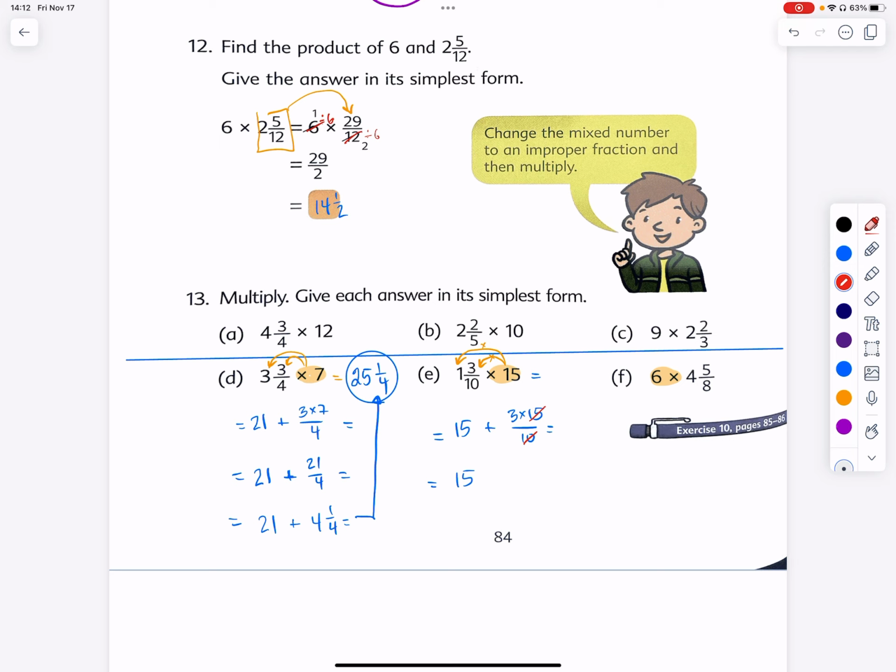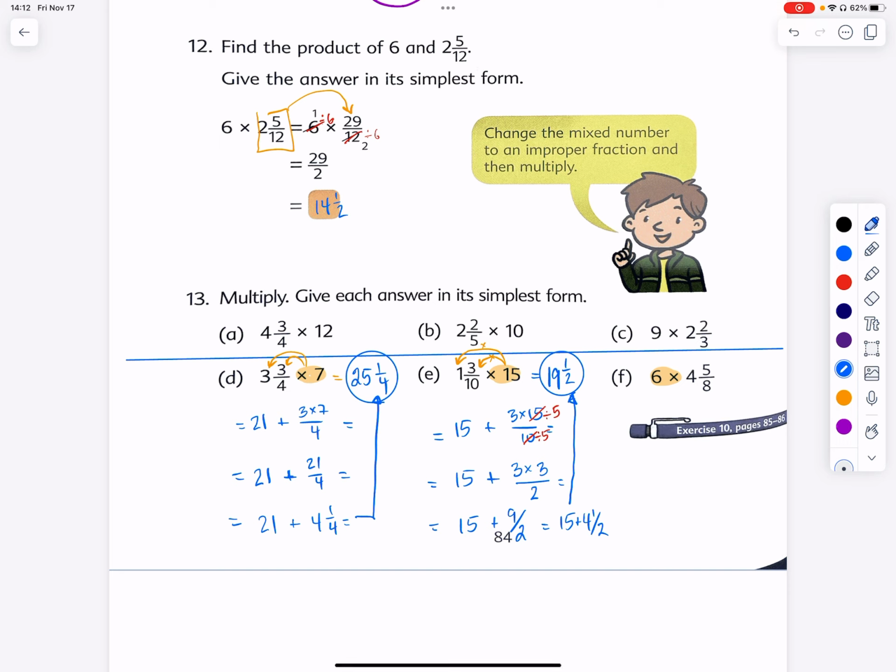15 and 10, they have a common factor. Greatest common factor is 5. Let's reduce our fraction and let's rewrite it. This gives us 15 divided by 5 becomes 3 times 3. And 10 divided by 5 gives us only 2. So we have 15 plus 9 halves, which is the same as 15 plus 4 and a half. And it gives us 19 and a half. Let's put our answer into a circle.